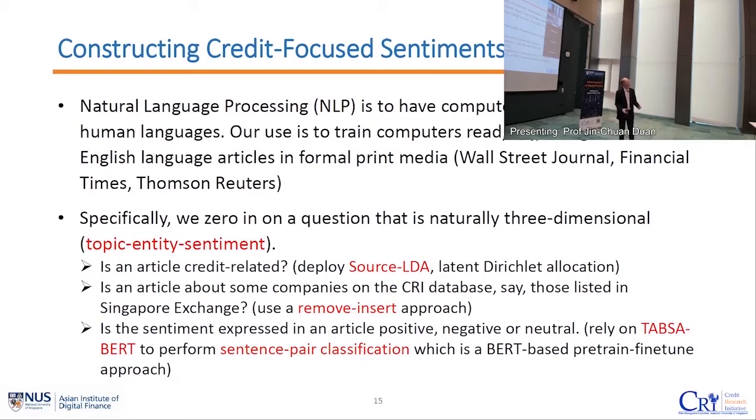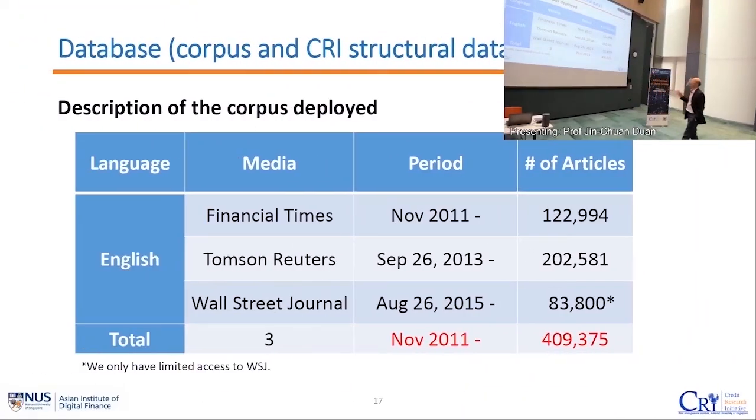So this is a very concrete, step-by-step kind of approach, knowing where we're going, right? Okay, so here's the data. We actually have an English one and a Chinese one. Today I'm talking about English, so I'm not touching the Chinese one. The English language sources include the Financial Times. Here are the numbers, okay? You may wonder why the Wall Street Journal does not have many articles: we only have limited access to it. And these are our subscriptions, with a crawl of the website. The database is increasing by the day. We're now at about 400,000 articles already.